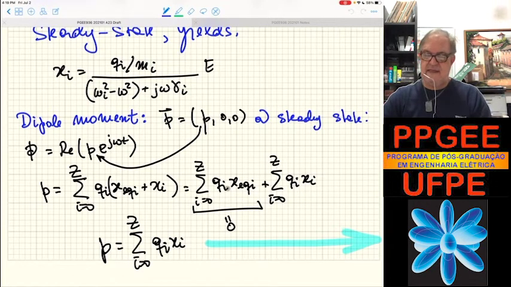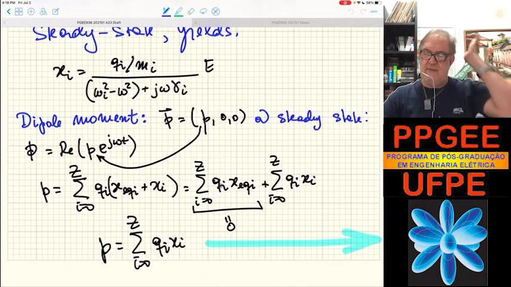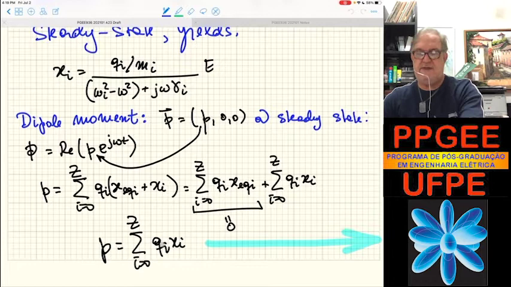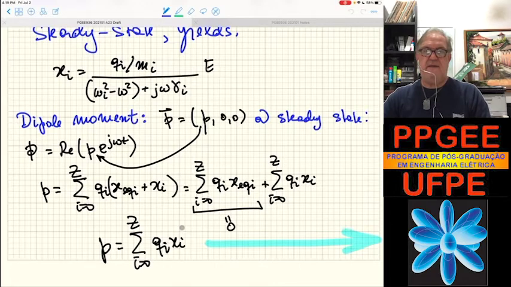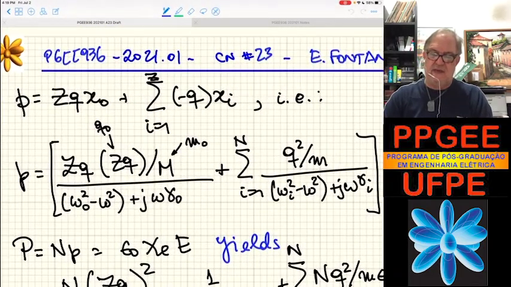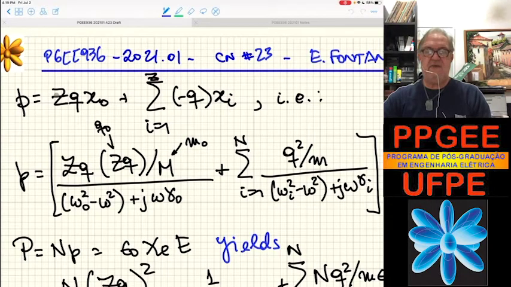There's no steady state. There's no constant dipole moment in the system, only a variable one, which is going to be due to the displacement that we calculated through the differential equations. So now we have the dipole moment. Then we can separate the nucleus contribution, x0 times Zq, which is the charge of the nucleus, and the electron contribution x_i, where i goes from 1 to Z, and the charge is always minus q.